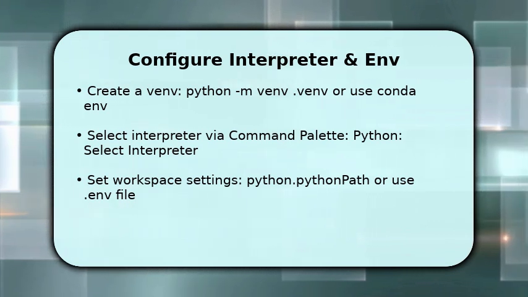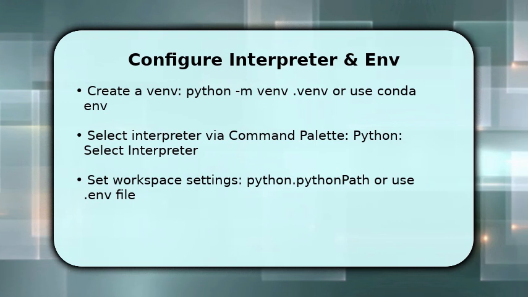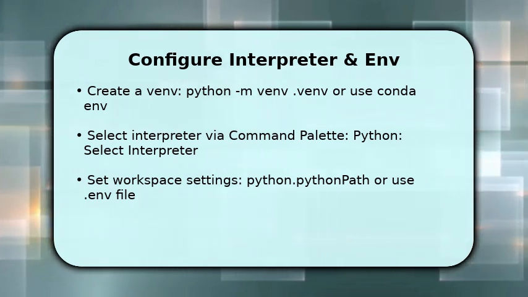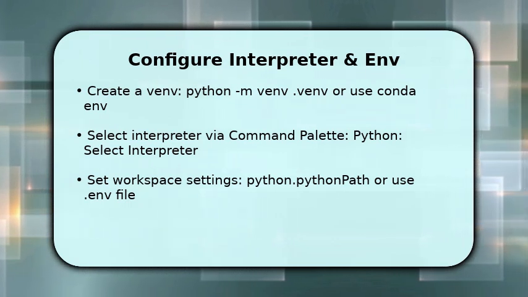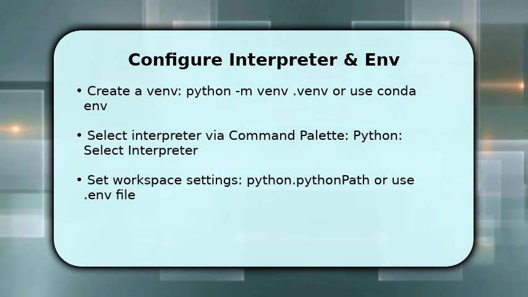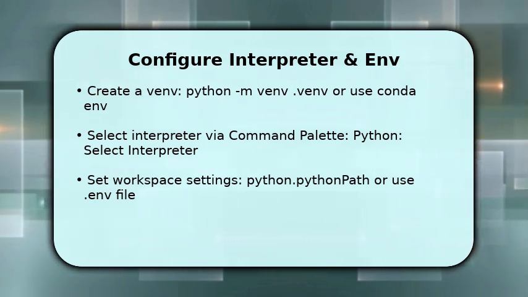Once selected, ensure VS Code shows the interpreter in the status bar. Make sure the workspace settings reflect that interpreter. Set python.defaultInterpreterPath or add an env with virtualenv. This links linters, formatters, and debugger to the right Python.